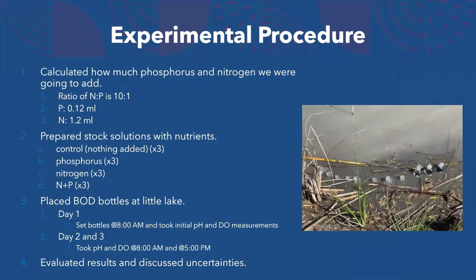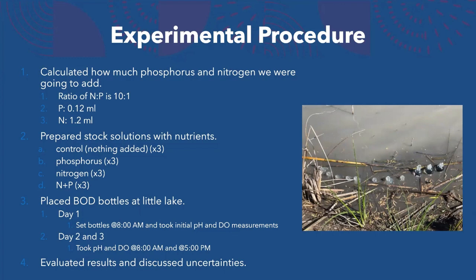For the experimental procedure, our first step was to calculate how much phosphorus and nitrogen we were going to add. The ratio of N to P is 10:1. After doing the calculations, we determined that for phosphorus we were going to add 0.12 milliliters, and for nitrogen, 1.2 milliliters. Our second step was to prepare the stock solutions with our nutrients.